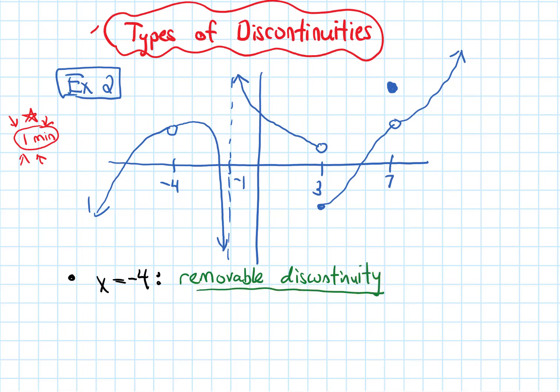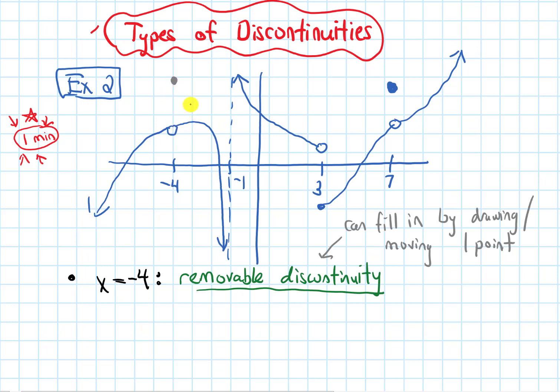What makes something removable is the fact that we can fill it in and make it continuous by drawing or moving one point. In this case, if I were to draw in a point right where that hole is, it would make it continuous. By moving, I mean if there was a point already defined where x equals -4, and I moved it down to where that hole is, it would make the function continuous. That is what makes something removable.